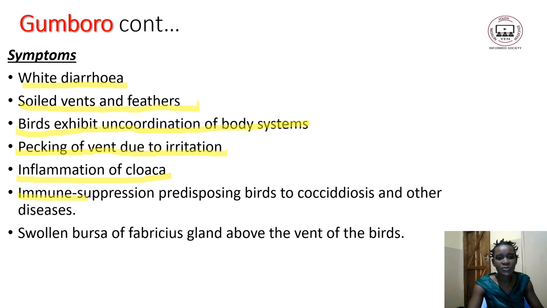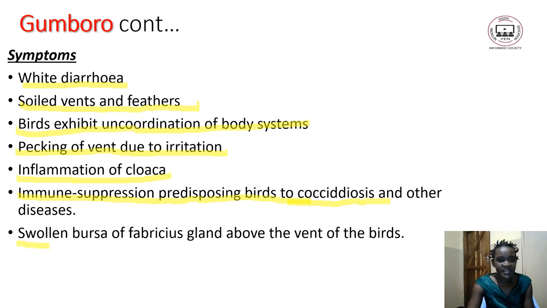There is also immune suppression, predisposing birds. And most of the times, the birds which have been attacked by gumboro can easily catch coccidiosis. This is of course another disease which we're going to discuss in detail. So we're saying that the birds which are attacked by gumboro can also be easily attacked by coccidiosis.